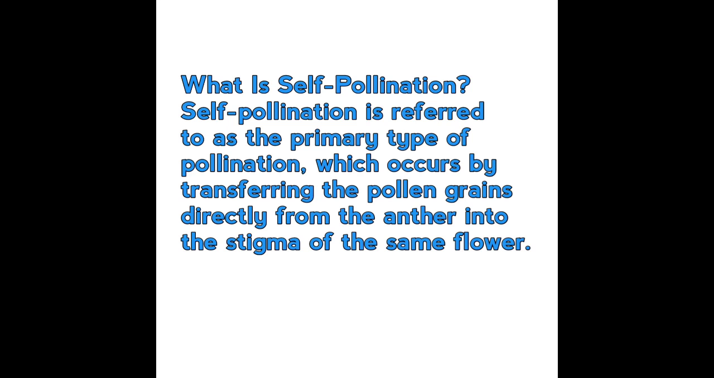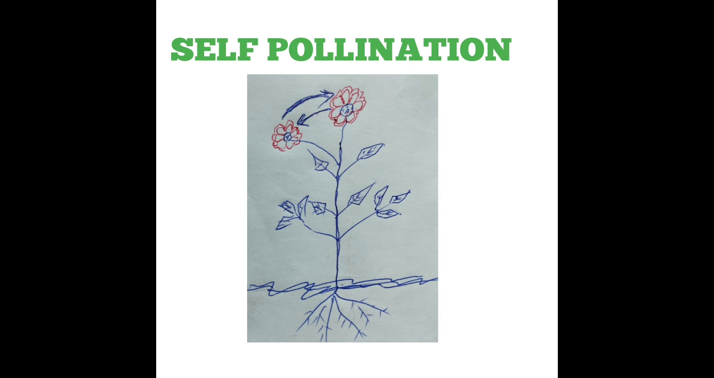Now, student, we focus on the definition of self-pollination. Self-pollination is referred to as the primary type of pollination which occurs by transferring the pollen grain directly from the anther into the stigma of the same flower as well as the same plant. You can easily visualize this in the diagram in a very simple method. I try to explain this question.